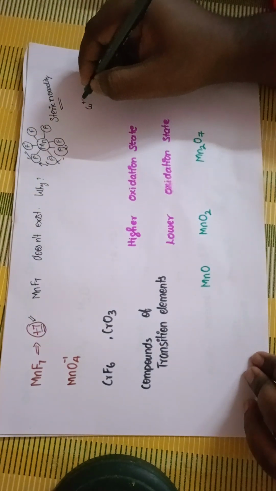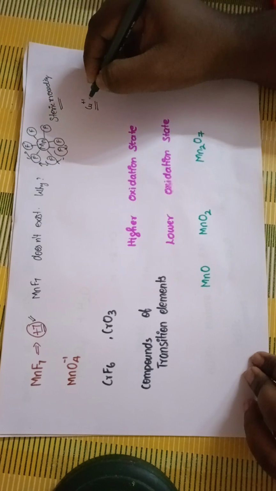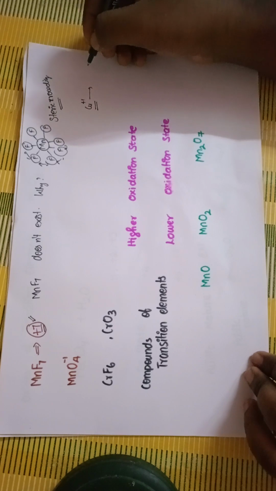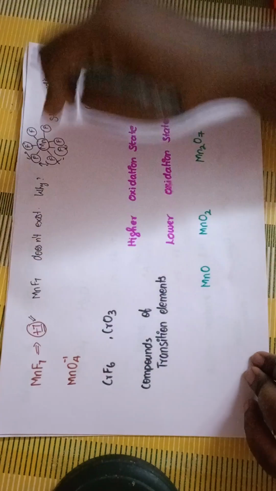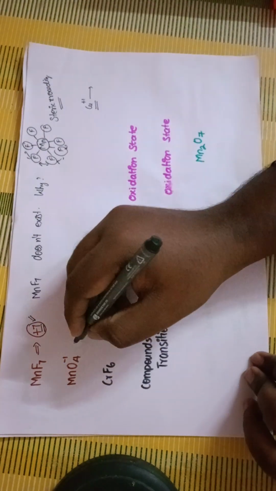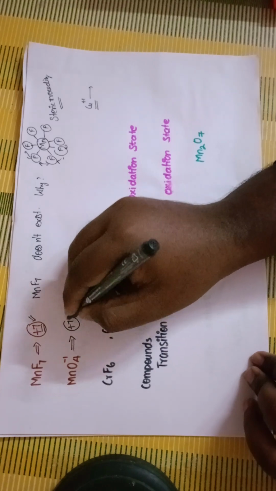Why does Cu+1 not exist in water? Because it is highly unstable, so it undergoes disproportionation and forms Cu2+ and Cu. Why does MnF7 not exist? Due to steric crowding. Whereas this can exist, MnO4 minus. If you calculate the oxidation state of manganese here, you will get +7.